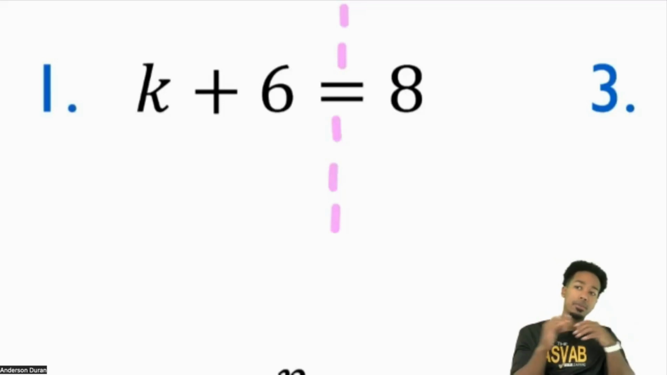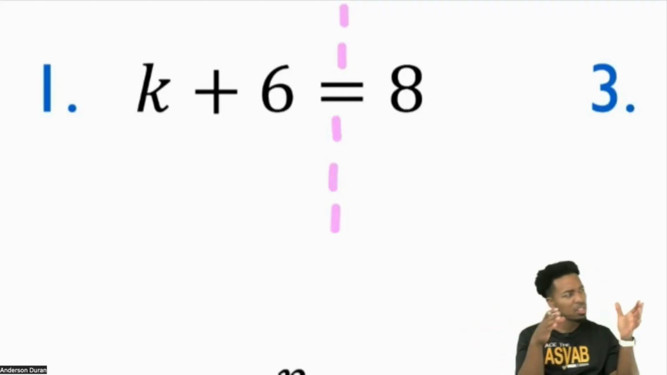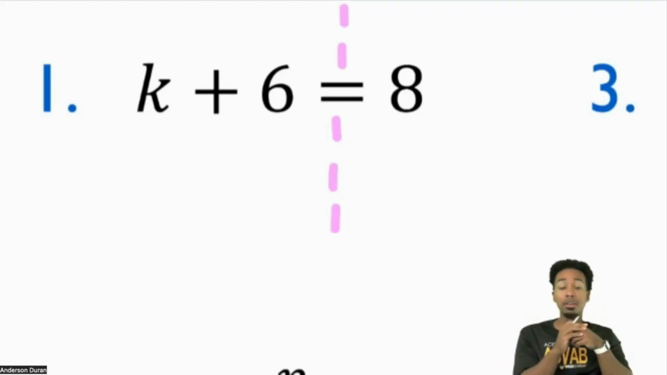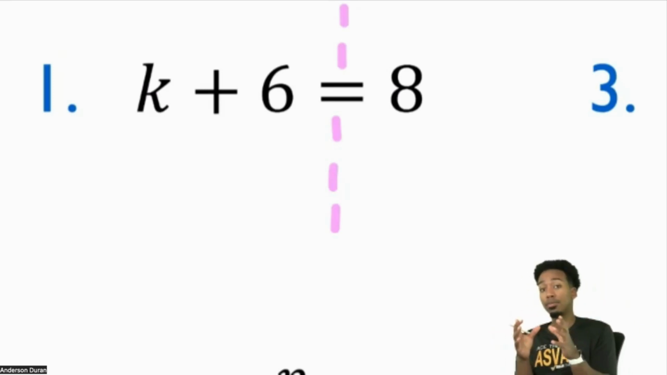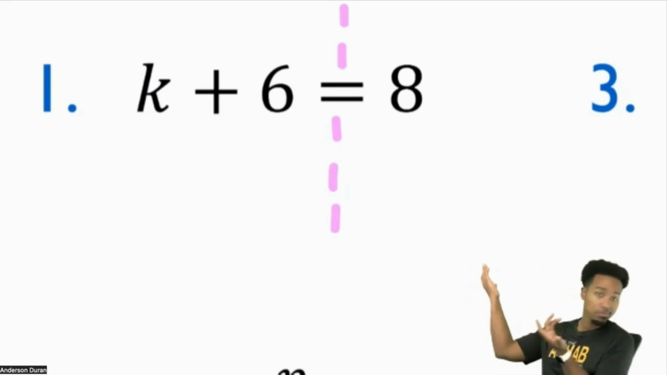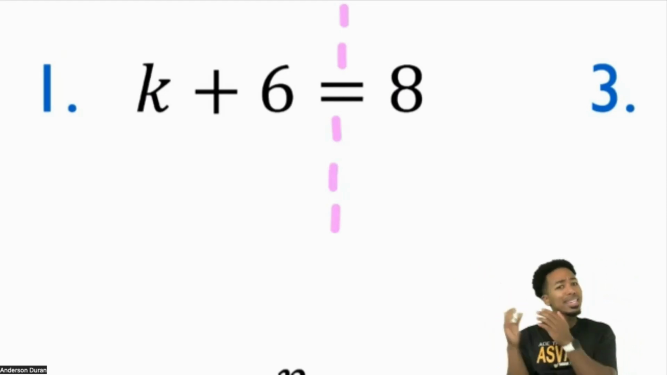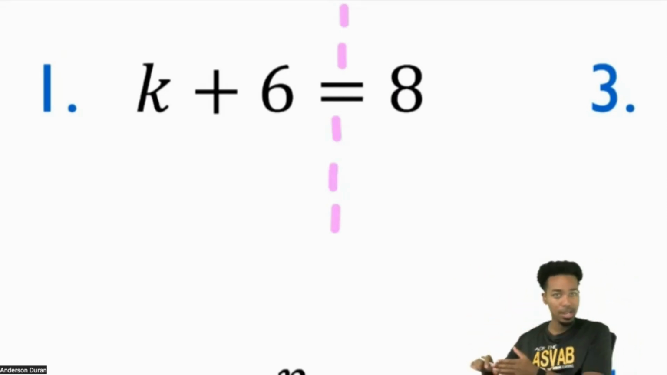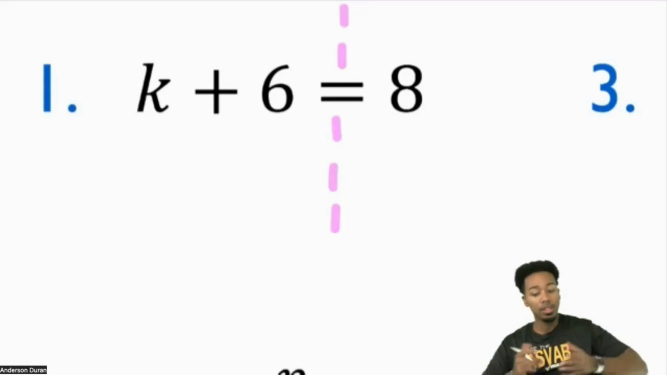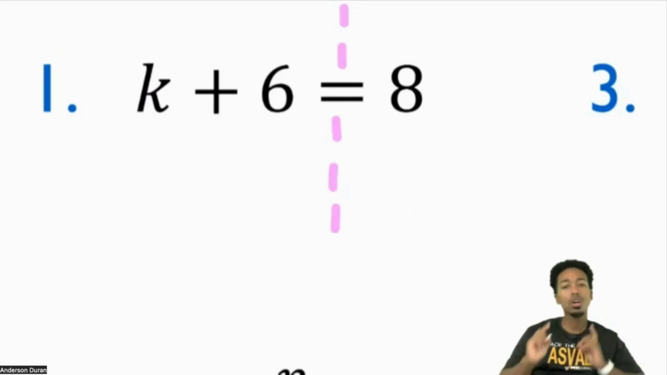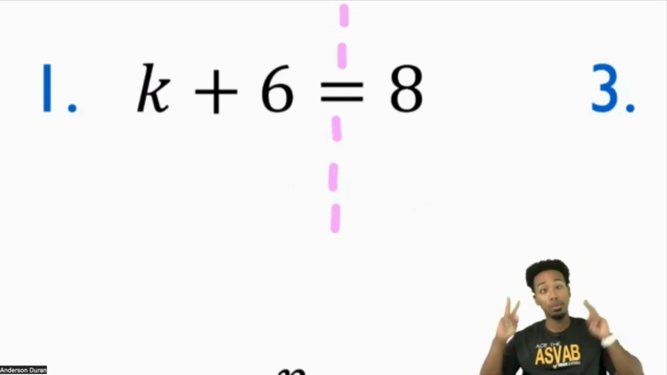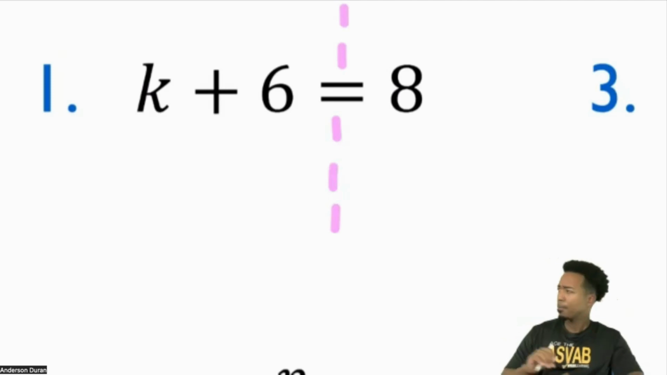What did we say? After you check to see if there's anything that can combine, anything you can simplify, the next step is to get anything that has to do with the variable, x or k in this situation, by itself on one side. Anything that doesn't have to do with it, like regular old numbers, like 6 and 8, get these to the other side by themselves. So this is where that whole working backwards thing comes in.